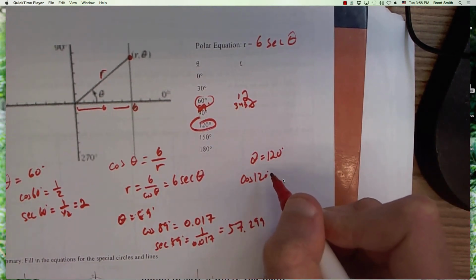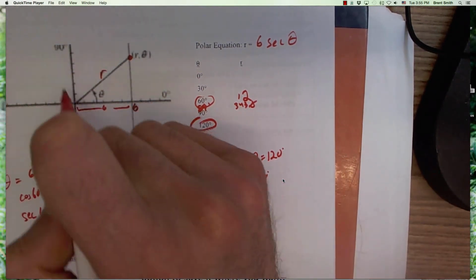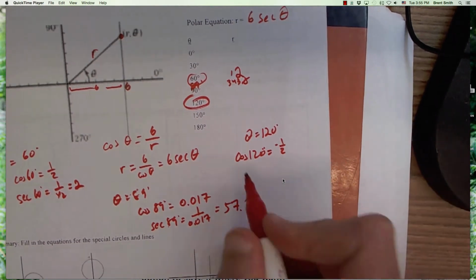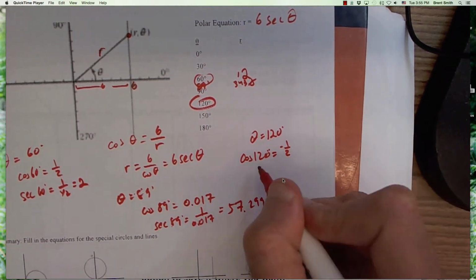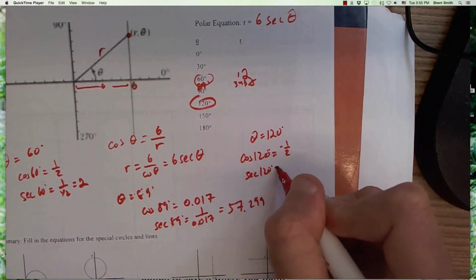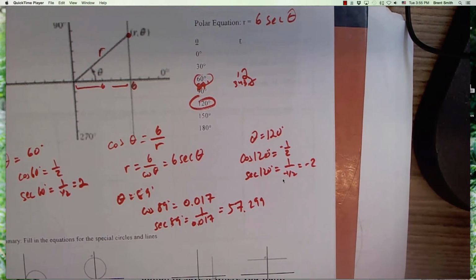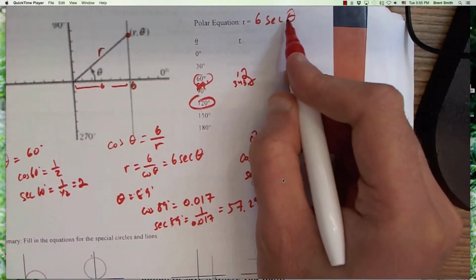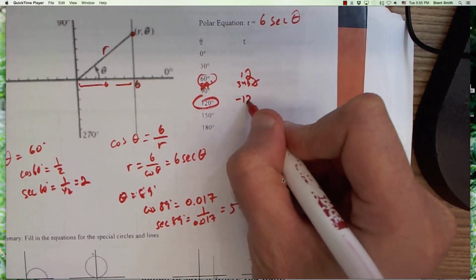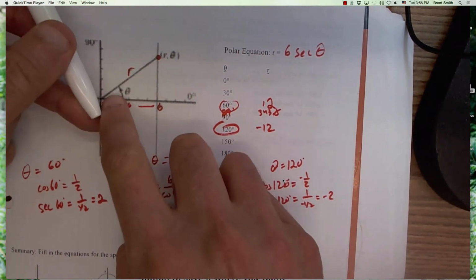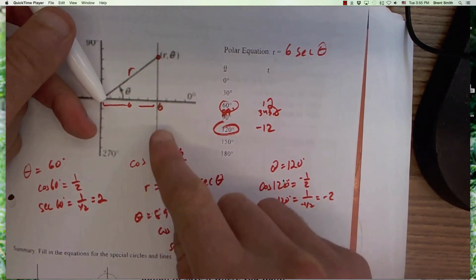So at 120 degrees, cosine of 120 degrees, let's think about that. That would be negative, and that's going to be the smaller one, so that's negative 1/2, right? Just checking my work because this is a video, I don't want to make a mistake. So if I take the reciprocal, secant of 120 degrees is going to be 1 over that, negative 2. So if I plug this in here, 6 times that is going to give me negative 12. So yeah, that makes sense. So 120 degrees, I rotated over here, and then I just kind of went down here, so negative 12.